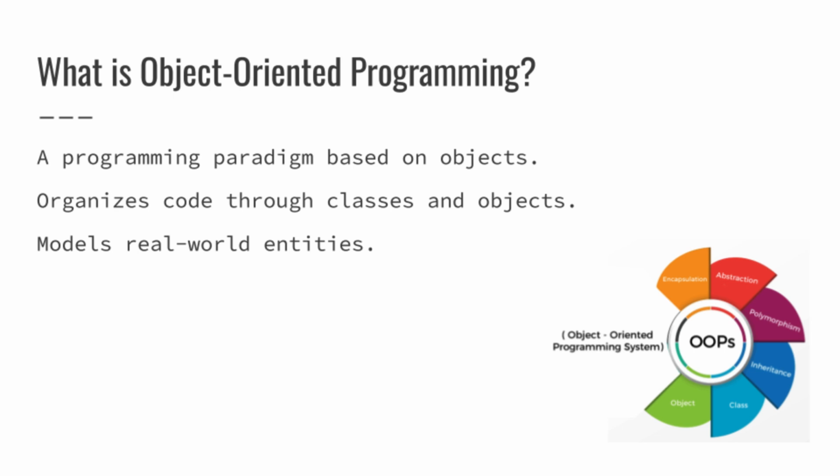So what exactly is OOP? Object-oriented programming is a way of organizing your code by using classes and objects. These objects represent real-world things like cars, books, or even users in a system. OOPs helps you structure your code in a way that models the real world more naturally.